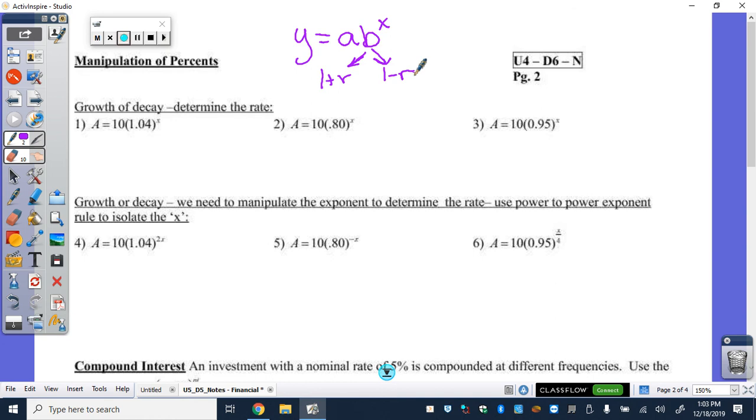So anytime you're trying to figure out what your actual rate of growth or decay was, you need to look at your b values. Any b value that is greater than 1 means it was a growth. And then any one that's less than 1 means that it was a decay. So our first one there, 10 times 1.04 to the x power, that is a growth because our b value is greater than 1. What was the percent of growth, though? 4% growth. Generally, the growth ones are pretty easy to figure out.